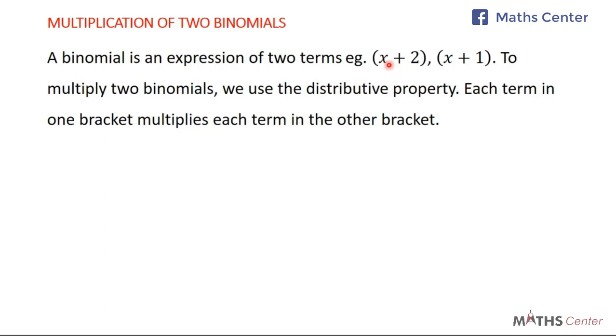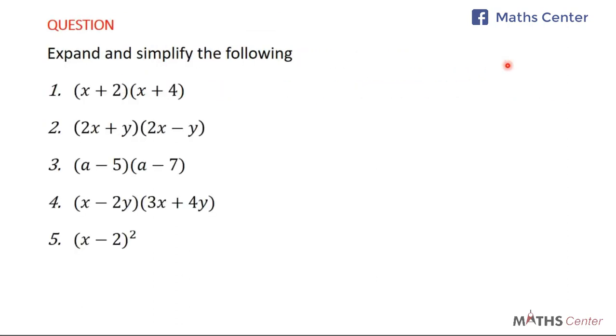What it means is that we have two terms here. So we use the first term in the first bracket to multiply everything in the second bracket, then use the second term in the first bracket to multiply everything in the second bracket. So use the first term, in this case x, to multiply everything in the second bracket. Then use the second term here, in this case 2, to multiply everything in the second bracket. We are going to take examples to see how to do that.